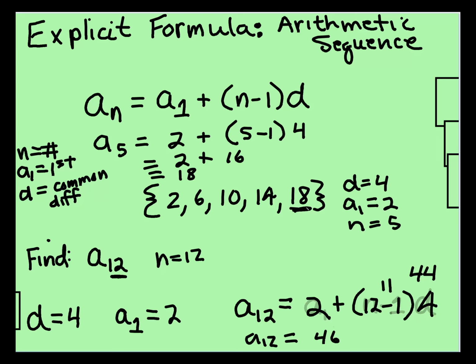Well, let's count by 4s to see if that's true. 18 plus 4 is 22, then 26, 30, 34, 38, 42, 46. Here we have 46. Let's count. 1, 2, 3, 4, 5, 6, 7, 8, 9, 10, 11, 12. The 12th term is 46.